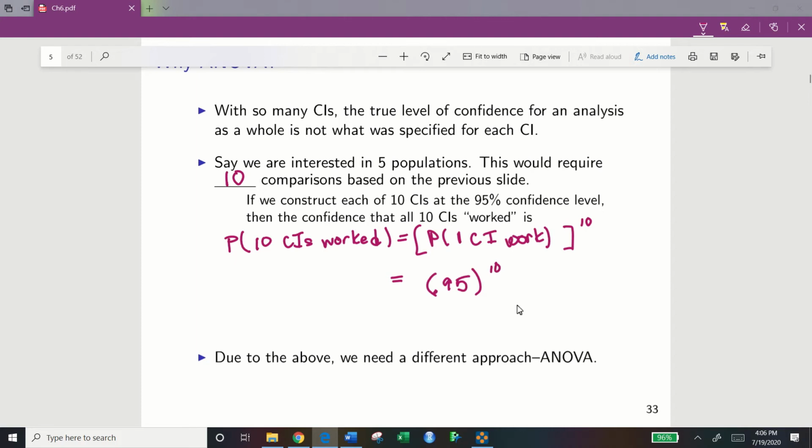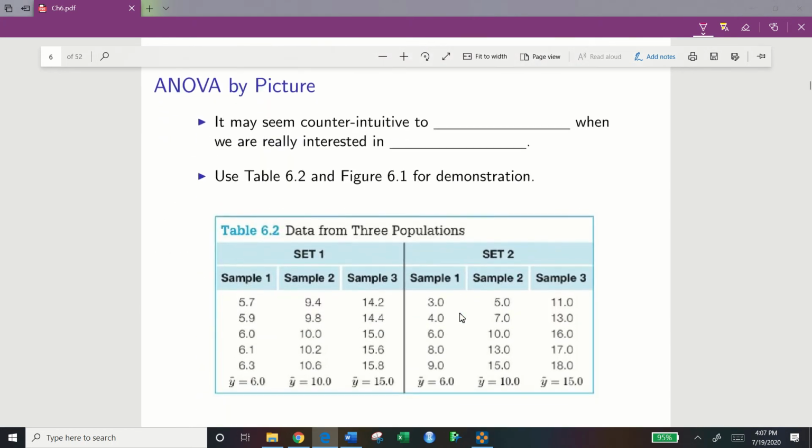And we would have to put that to the 10th power. So therefore, that would give us a whopping 60% confidence level when we're putting this all together, or there's a 60% confidence that this is actually going to work out. That's not great. That's not really what we want, and so because of that, we're going to have to use a different approach, hence why we start taking a look at ANOVA.